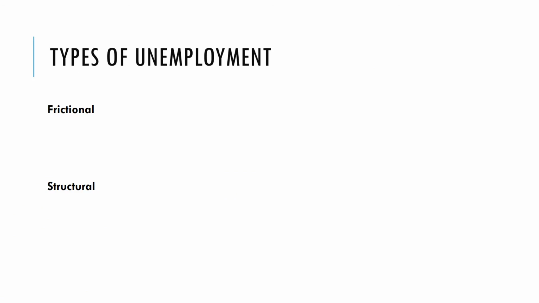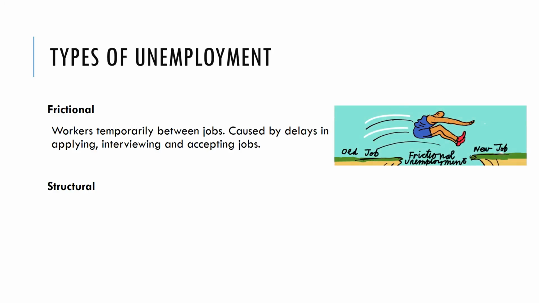Okay, now let's move on to types of unemployment. There are 6 types of unemployment that we need to be aware of. The first type of unemployment is frictional unemployment, and that is unemployment caused by workers being between jobs.